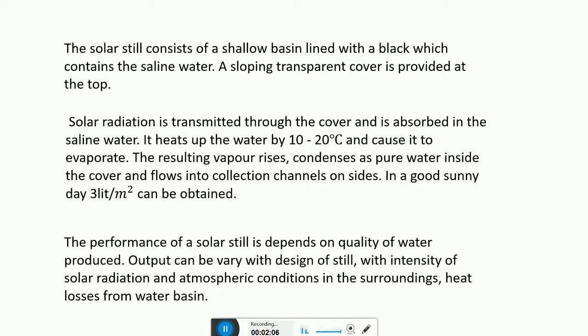The performance of a solar still depends on the quality of water produced. Output can vary with the design of the still, with the intensity of solar radiation and atmospheric conditions in the surroundings, and heat losses from the water.